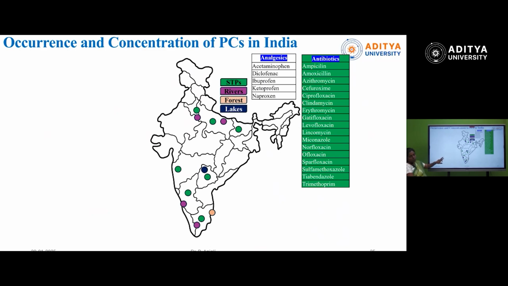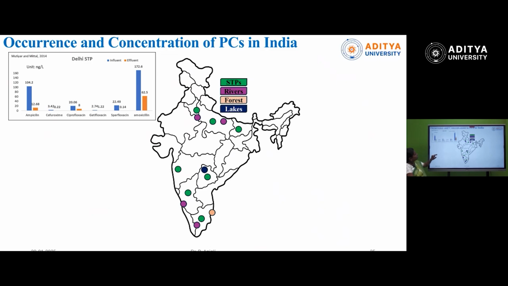I listed what are the pollutants that we have detected in different places in India and what is the concentration. So you can see here, once it enters the treatment plant, what is the concentration? It is in nanogram. You can see amoxicillin. After the treatment process, the effluent that we are discharging into the environment is present at 62.5 nanogram per liter. It even shows that the removal efficiency is less in the conventional process, influent and effluent, especially in the Delhi STP, sewage treatment plant.